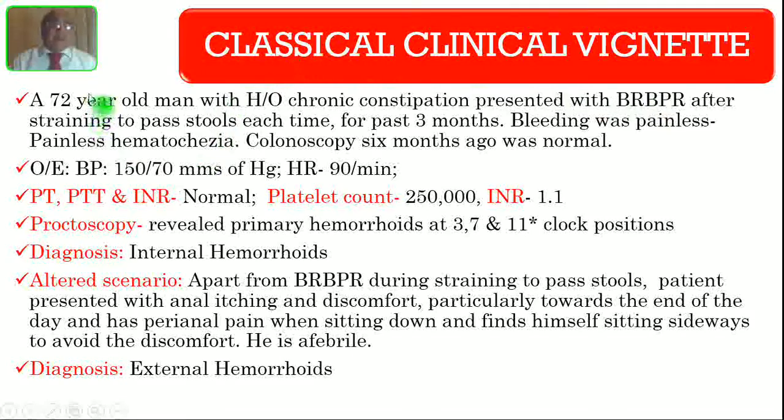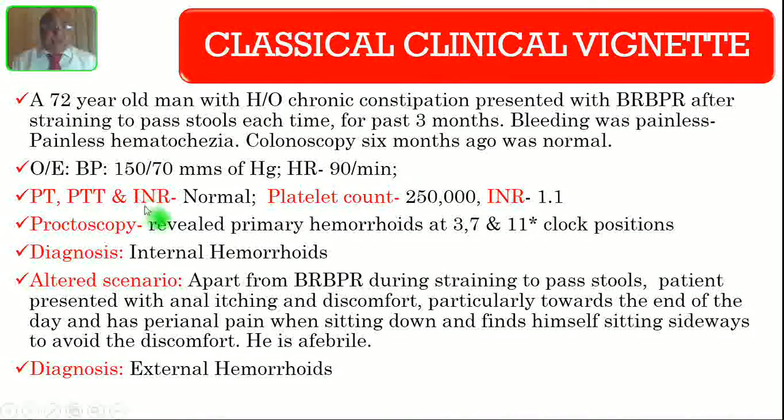Our patient is a 72-year-old man with a history of chronic constipation, presented with bright red blood per rectum after straining to pass stools each time for the past 3 months. Bleeding was painless. It was painless hematochezia. Colonoscopy 6 months ago was normal. On examination, his vitals were stable. BP was 150 by 70 millimeters of mercury. Heart rate is 90 per minute.